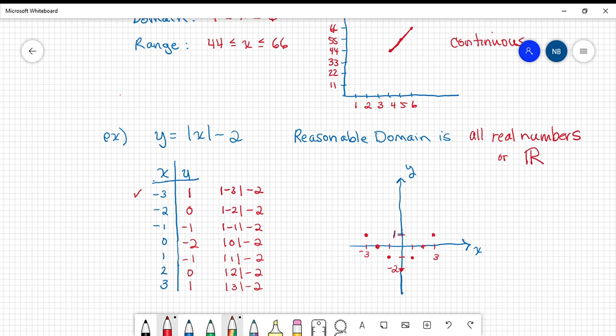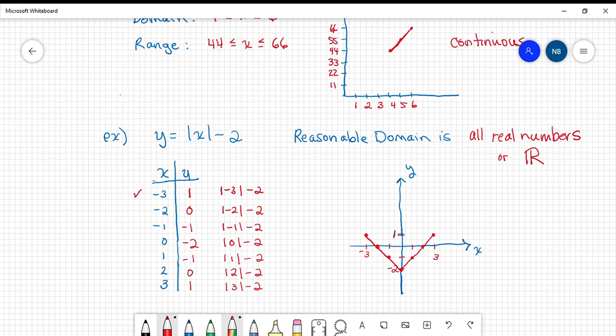Now, if I leave it like this, I'm implying that it's a discrete graph. But the domain is not a list of these specific numbers. The domain is all real numbers. So technically, I could plug in -2.6 and get an answer. I could plug in 1.7 and get an answer. So I need to connect these dots with a smooth curve or line. Notice I want to be able to draw the graph without picking up my stylus.